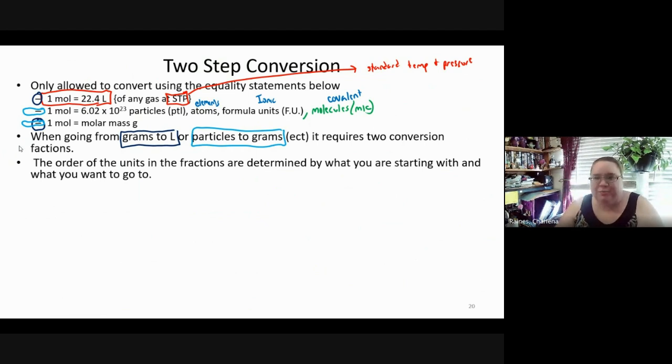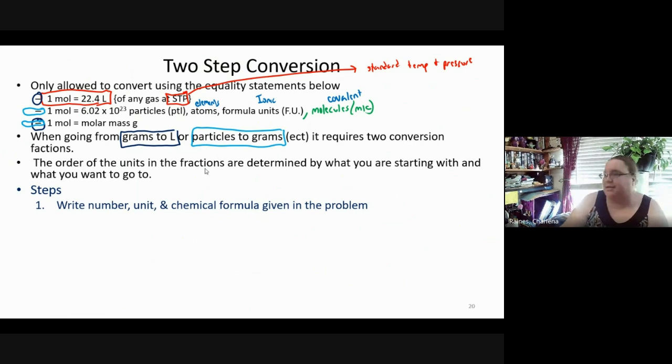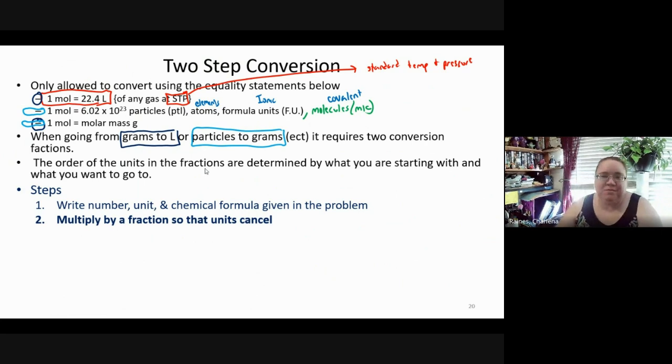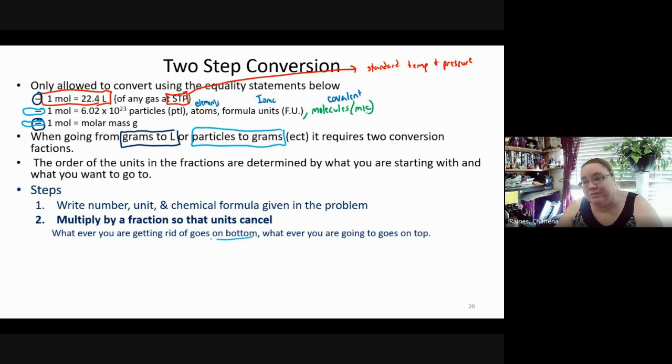Now, the numbers in the prompt will determine what units go where in the fractions. So whatever we are starting with in the problem, whatever has that number, that's going to guide us in how we set up all of our conversions. But just like one step, two steps, basically the same thing. Write the number, unit, and formula, multiply by a fraction. We set it up so that the units cancel. So what we're getting rid of always goes on bottom. And what I'm going to goes on top.